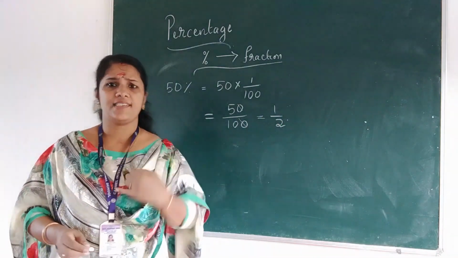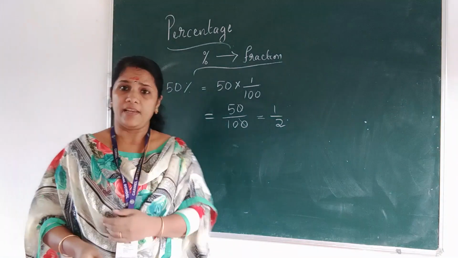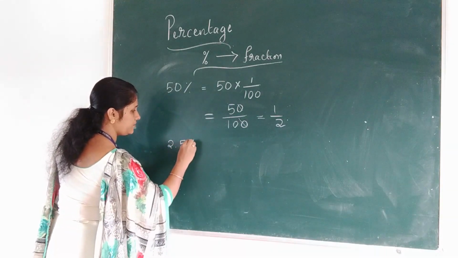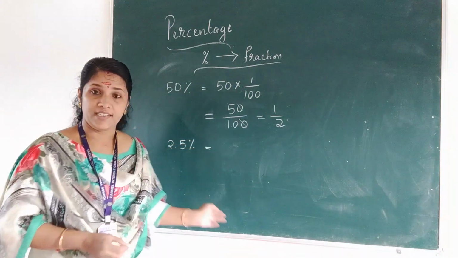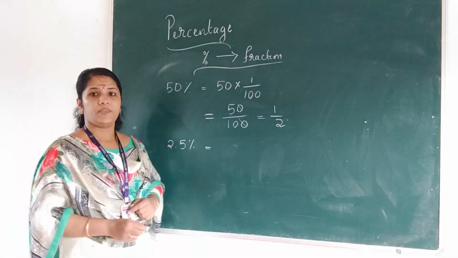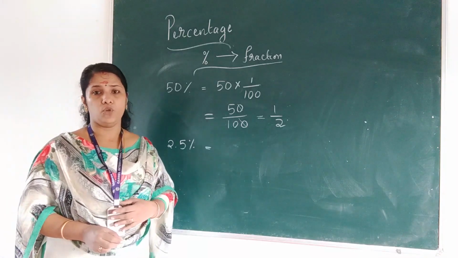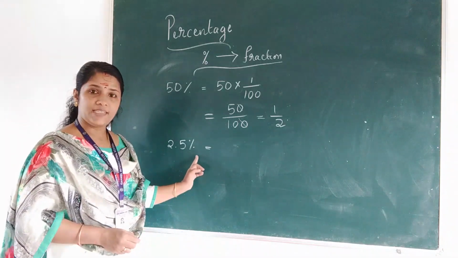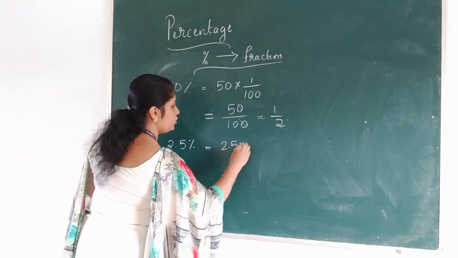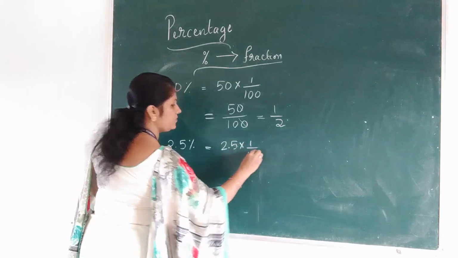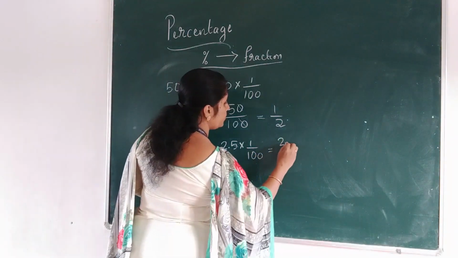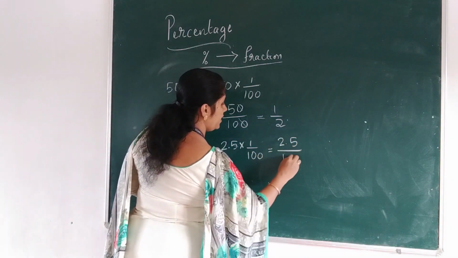Let's consider another example. Let's consider a decimal number, say 2.5%. Here I have considered the percentage as a decimal number, right? The same process we have to repeat. We replace the percentage sign, so it is 2.5 into 1 by 100. It is 2.5 by 100.